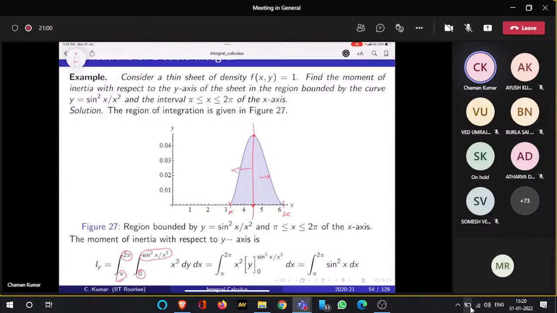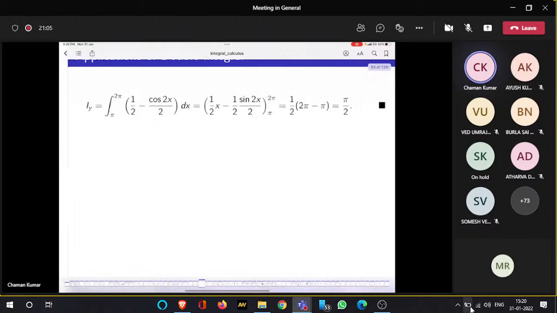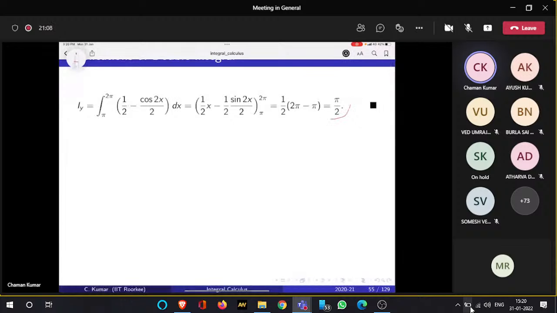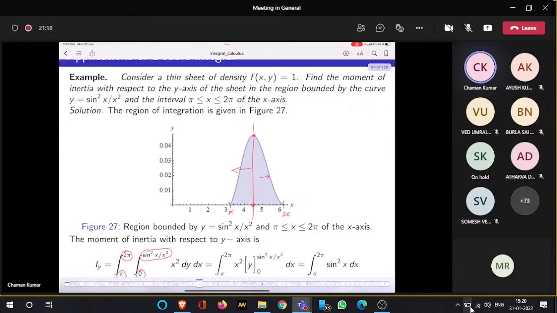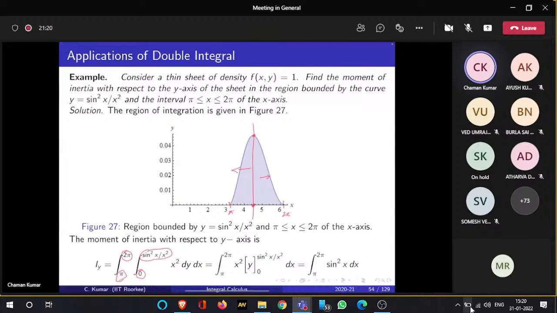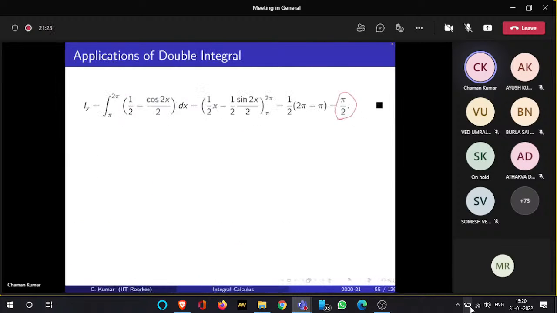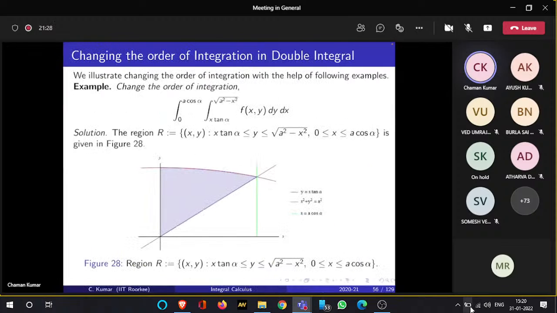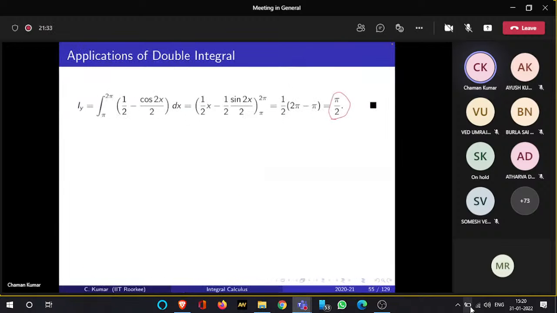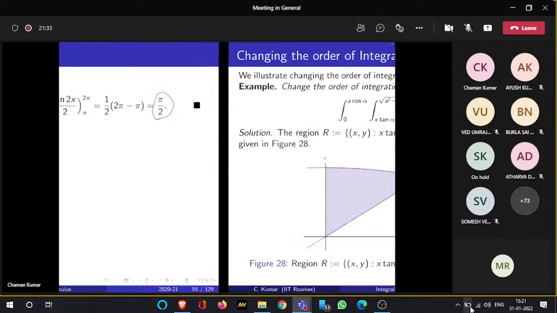Okay. So you have this integral, and after some elementary calculation, you get pi by 2. Okay, so what is the answer? Yeah, with respect to the y-axis, you get pi by 2. Okay, so is it clear? Any question in the application part?